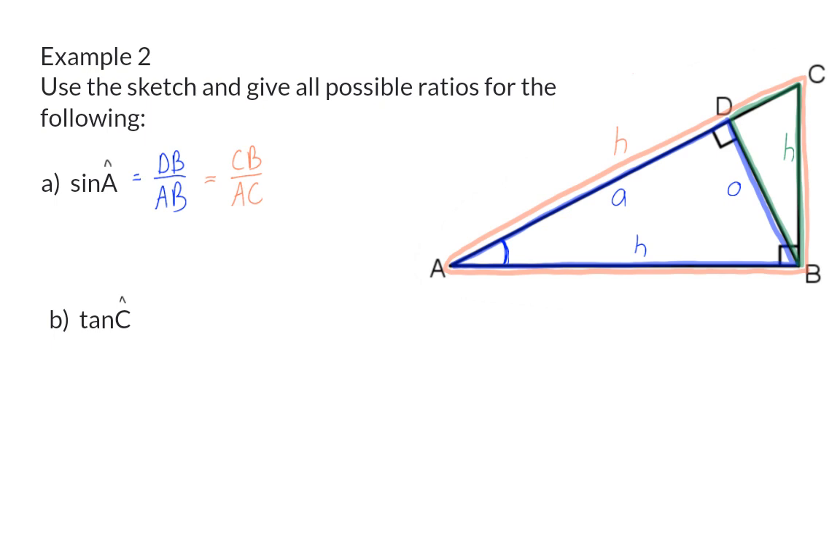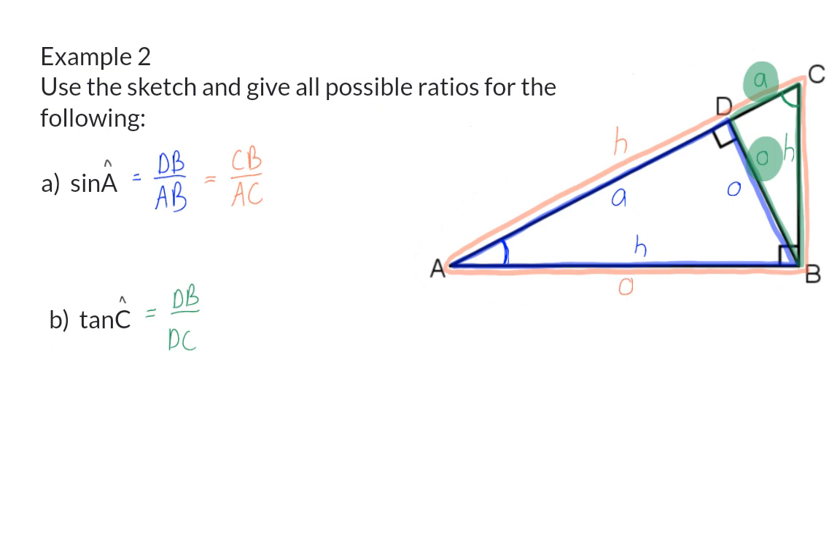In question B, we now need to determine the tan ratio from angle C's perspective. And again, angle C forms part of two triangles, the green as well as the orange triangle. Looking at the green triangle from C's perspective, we can say that side DB will be the opposite side and DC will be the adjacent side. The tan ratio is the opposite over adjacent side, so in this case that will be side DB over side DC.